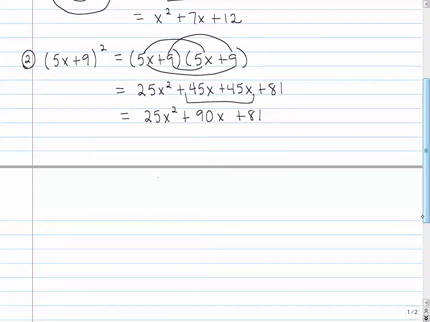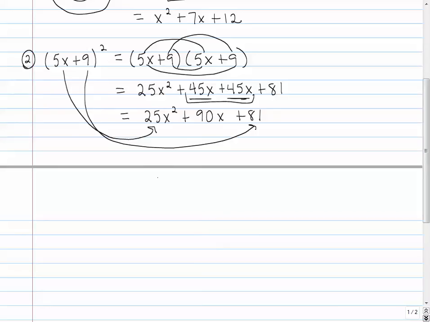Now there's actually a shortcut to doing that type of problem. If we look at this, you notice that this first term right here is always just that first term squared, right? 25x squared is the same thing as 5x squared. The last term right here is just the 9 squared. Now you notice on the middle terms, we got the same thing when we did the outer and the inner. So you could get the middle term by multiplying the two terms together, the 5x and the 9, so that gives you the 45x, and doubling that, and that would give you the middle term.